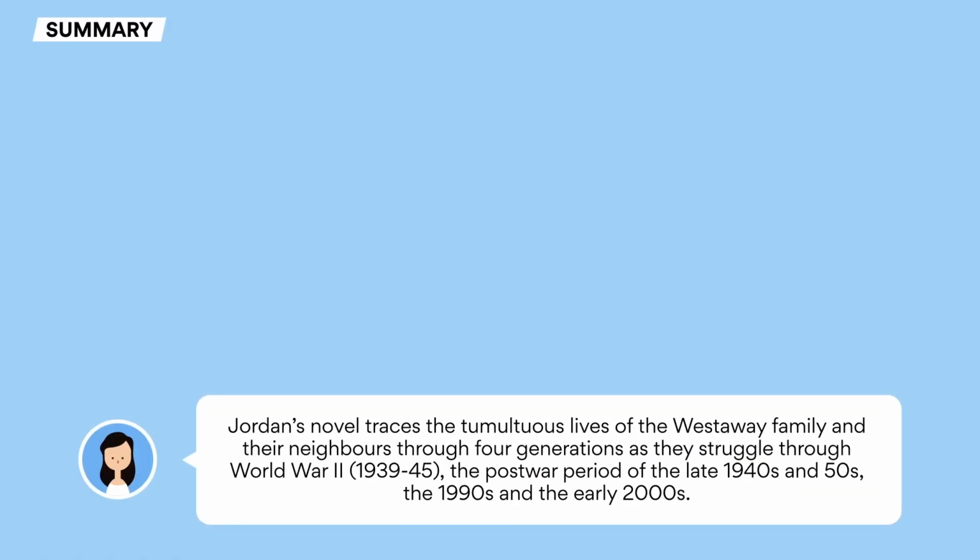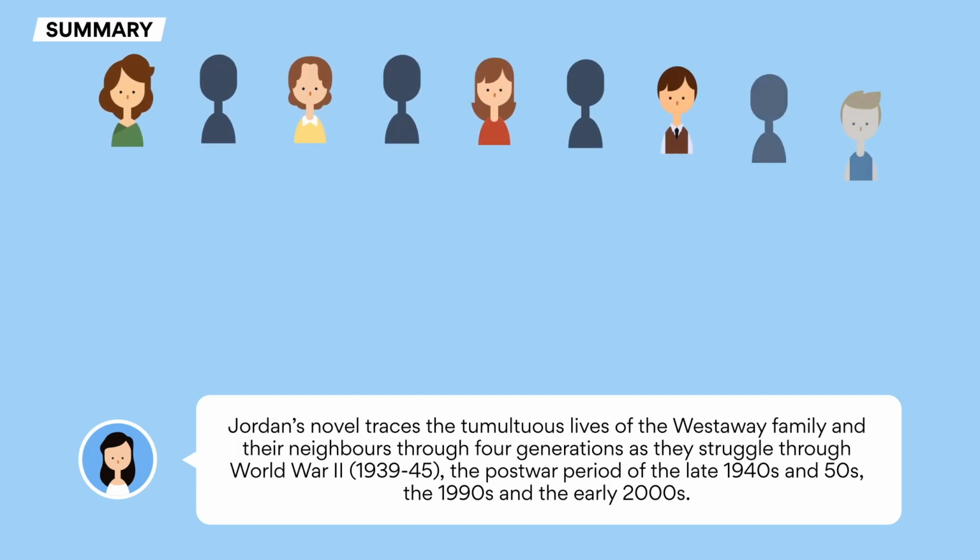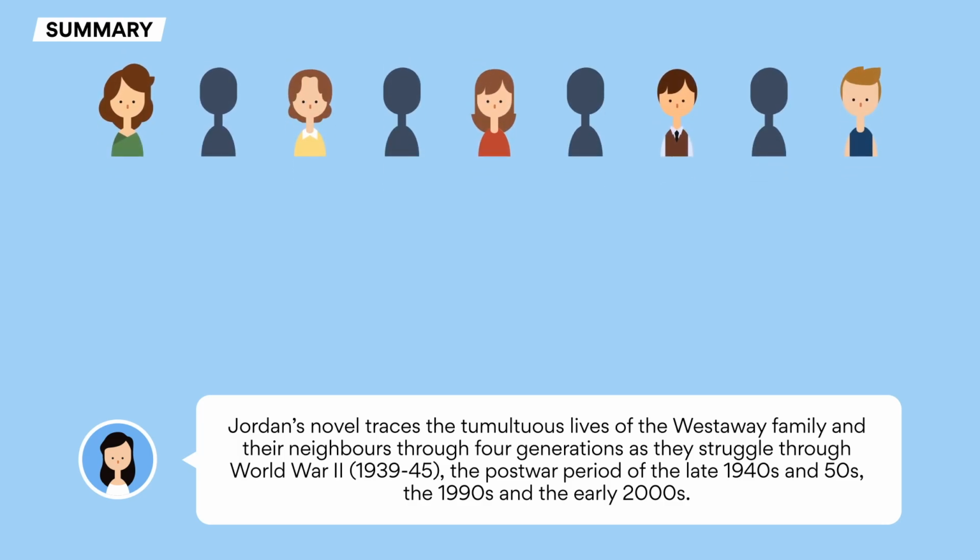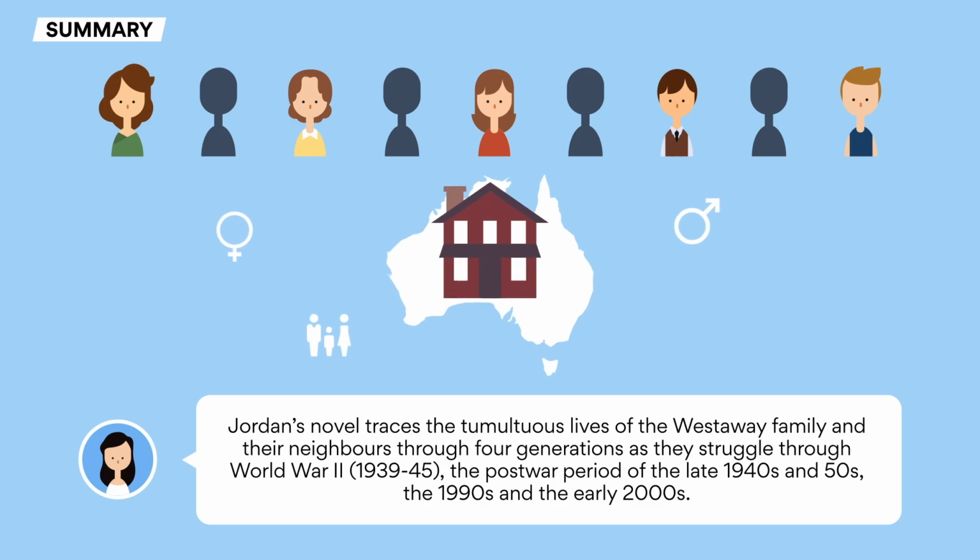Summary. Jordan's novel traces the tumultuous lives of the Westoways family and their neighbours through 4 generations as they struggle through World War II from 1939 to 1945, the post-war period of the late 1940s and 50s, the 1990s and the early 2000s. Composed of 9 chapters and subsequently 9 unique perspectives of life, their family home in Rowena Parade, Richmond, becomes the focal point for Jordan's exploration of femininity, masculinity, family, and Australian society.